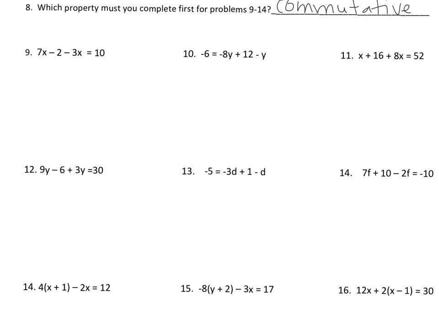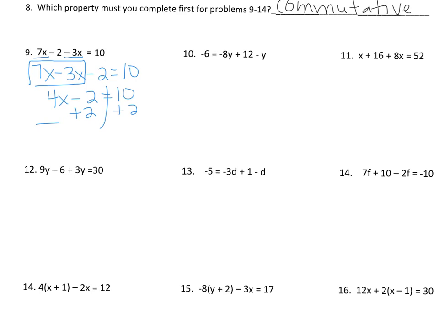So in the first one here, you can see I've got 7x minus 2 minus 3x equals 10. 7x and negative 3x are like terms, so I want to move those together. And now I want to find out how many x's do I have on the left. So I've got 7 minus 3, which is 4x. And now I have a two-step equation that I can solve by adding 2 and dividing by 4. So x equals 3.